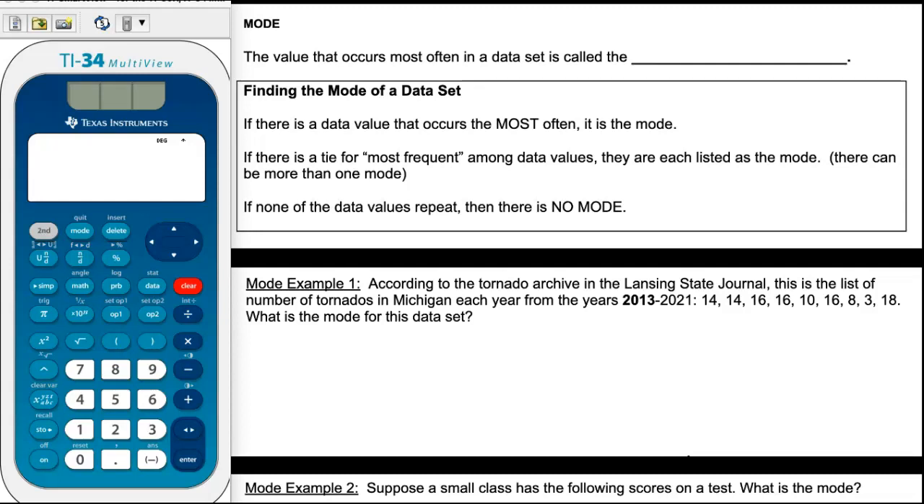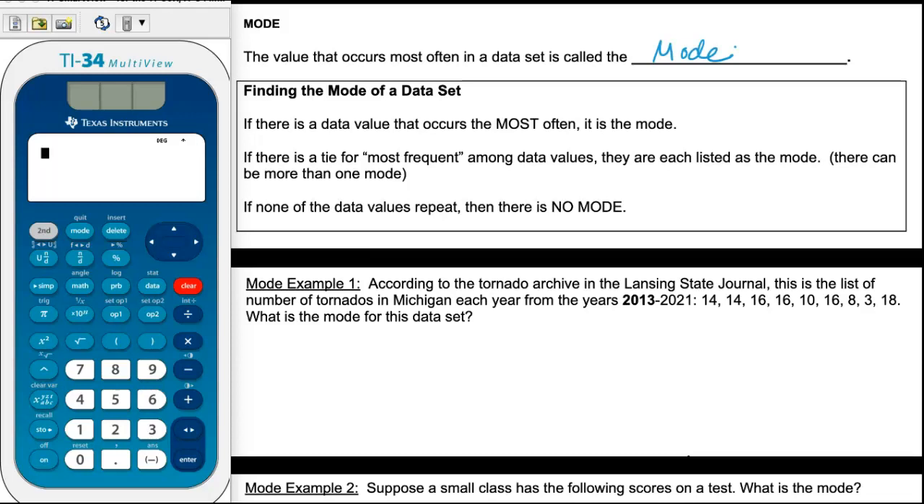In this video, we're going to talk about the mode and how to find it. The mode is just the value that occurs most often. It's possible to have one mode. It's possible to have more than one mode if there's a tie for most frequent. And it's also possible to have no mode if there aren't any values that repeat in a list.